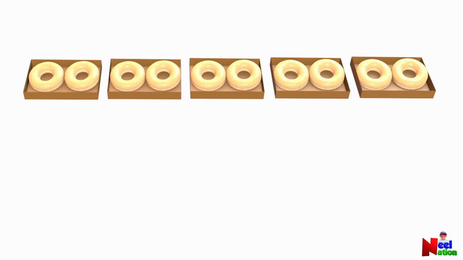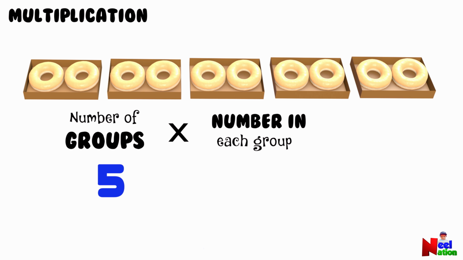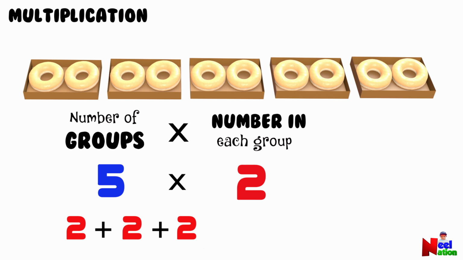Instead of counting the donuts one by one, we can use multiplication. Multiplication is done by taking the number of groups and multiplying it by the number in each group. So, in this case, we have 5 boxes or 5 groups and each group has 2 donuts. The X sign means times or groups of. To find the total, we multiply 5 times 2, which means we add 2 5 times.